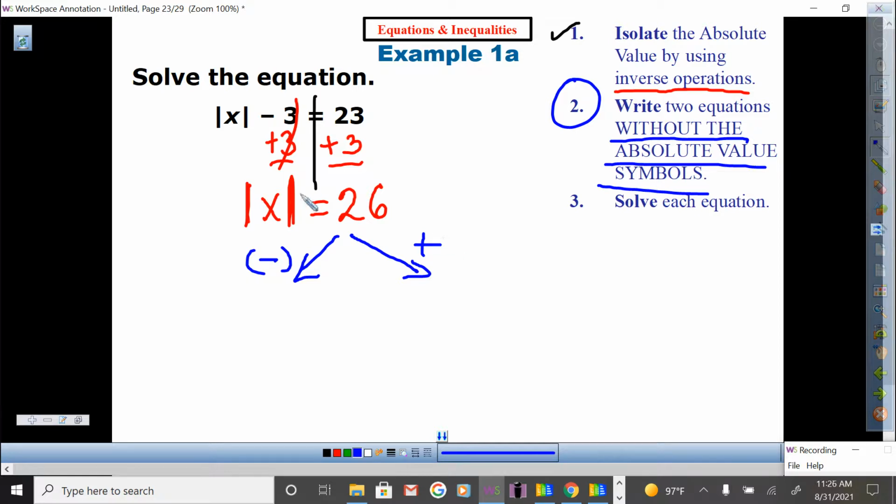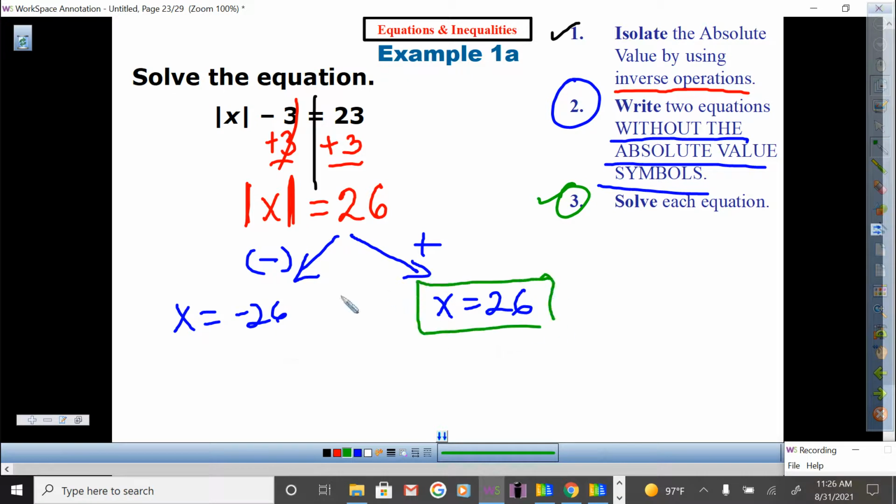All right, so that means I'm going to make one equation here, x equals negative 26, and x equals positive 26. Hold on before you copy. We're done with step 2. Look at step 3. Solve each equation. Can I solve anything else? No, so that means I'm done up to right there. Copy that, please.